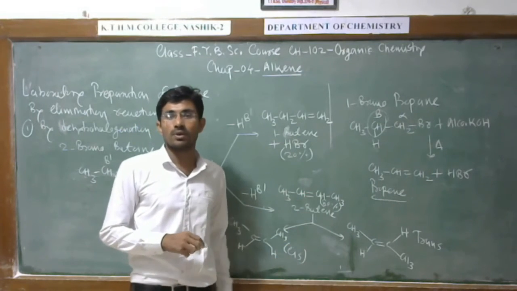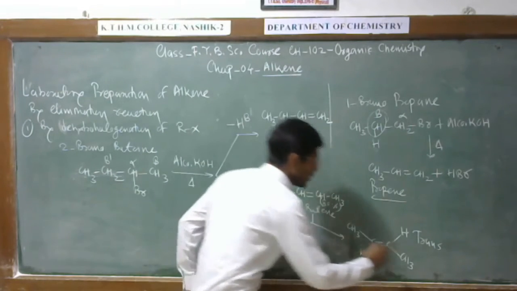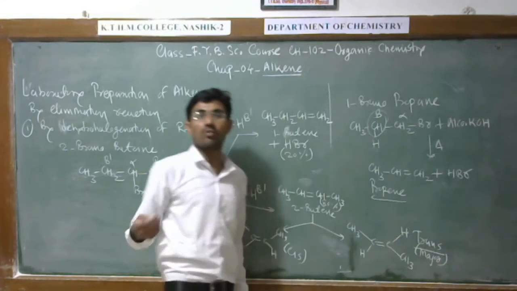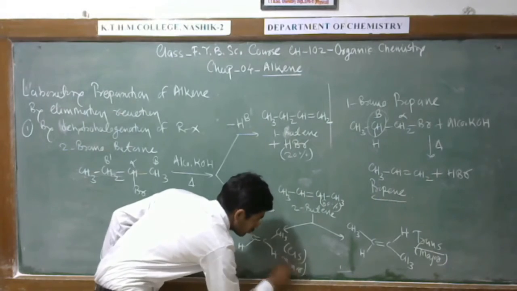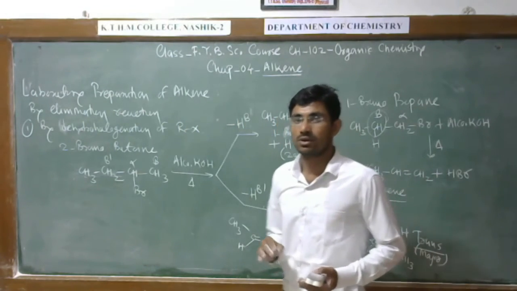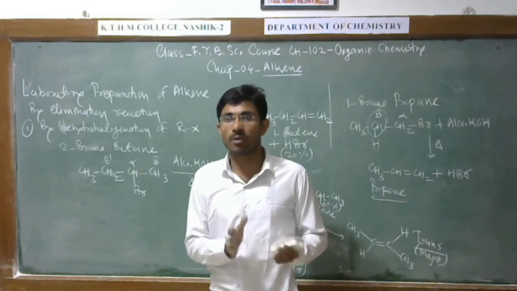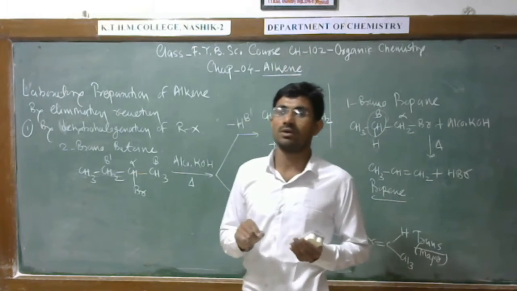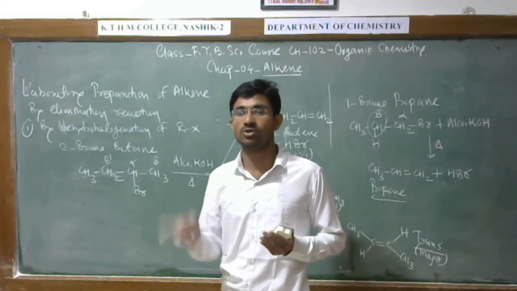So the trans compound is formed in major proportion here because of stability, and the cis is formed in minor proportion. So when two types of beta hydrogen are present, we get three products: 1-butene, trans 2-butene and cis 2-butene.